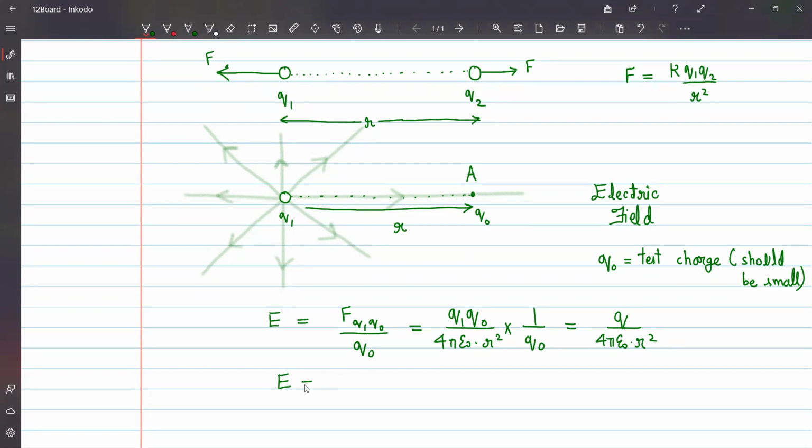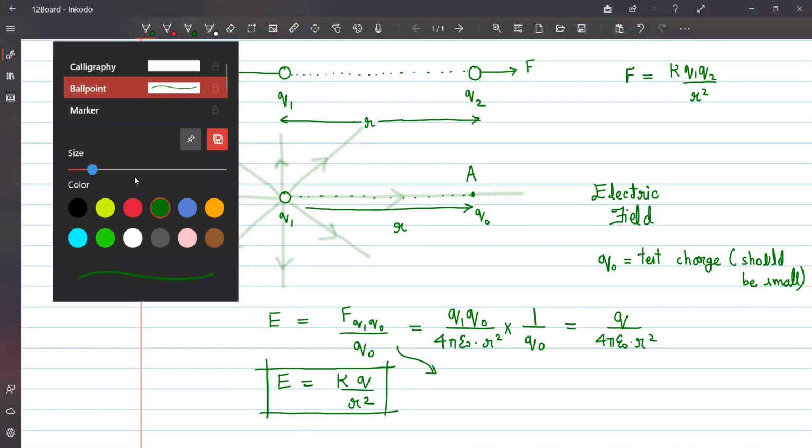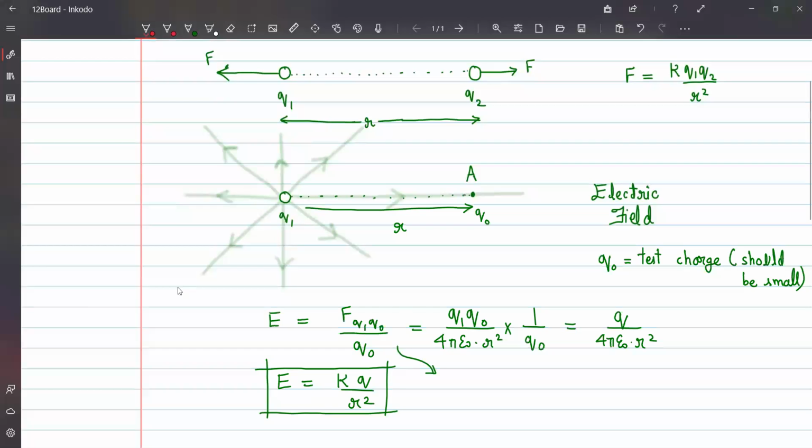To remember it simply, electric field due to a single point charge is given by kq upon r square. Easy result to remember. As you can see, the unit of force is Newton and unit of charge is Coulomb, so the unit of electric field will be Newton per Coulomb. And this is how charges know that there are other charges present in the region, and there is a force acting on the charge.